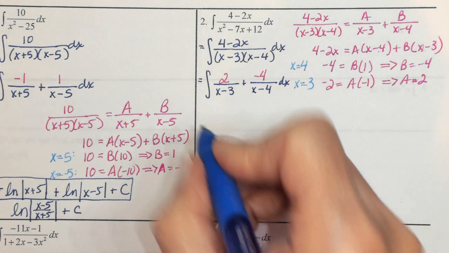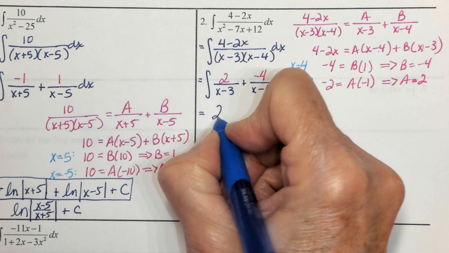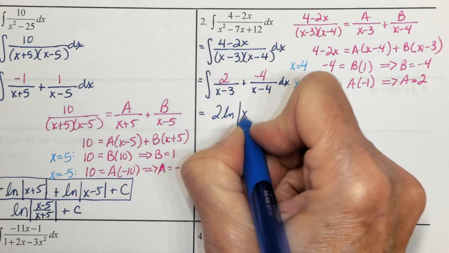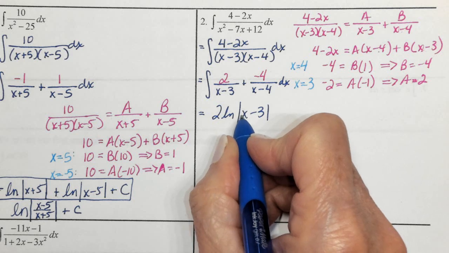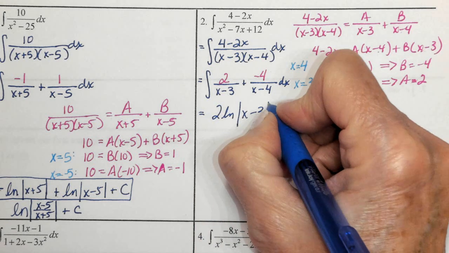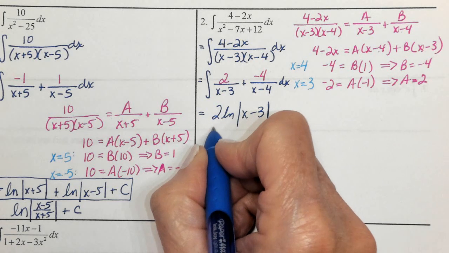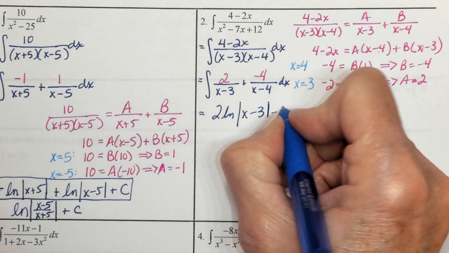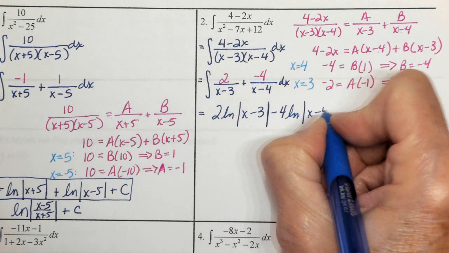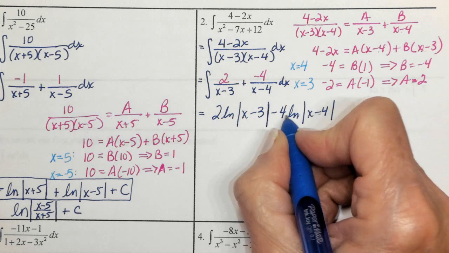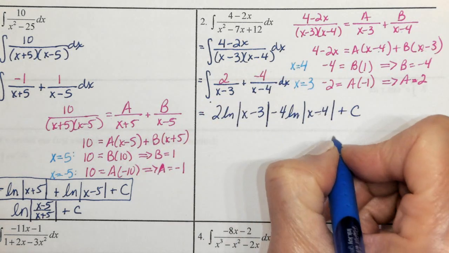The hard part's done. Now we just have to integrate. So this will be 2 ln absolute value x minus 3. Again, the coefficient of the x is 1, so when you do a u sub, you're just going to get a dx, so that you don't have to divide this 2 by anything. Minus 4 ln absolute value x minus 4. The derivative is 1. It's like we're dividing by 1. Plus c. And we're done.